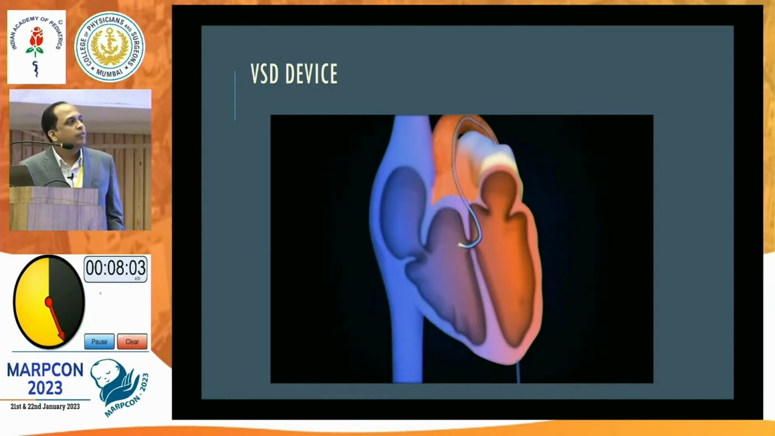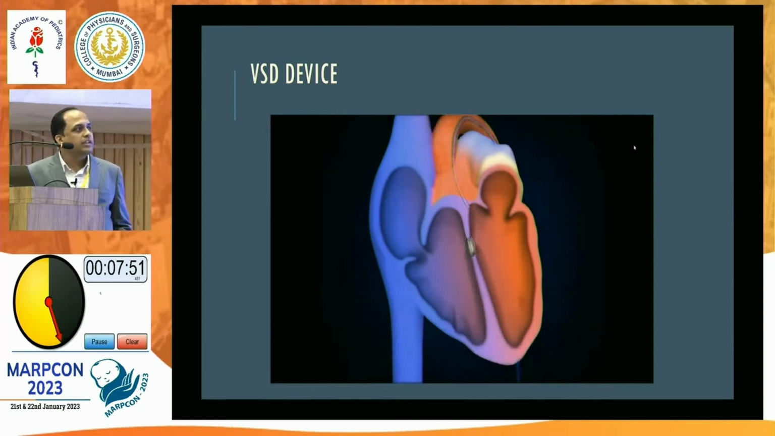Now we will open the right portion of the device first, then pull the whole assembly across the septum. It will touch the septum, and only then we will release the left side of the device, so that it fits perfectly. Once it is in position, just unscrew it and release the device.